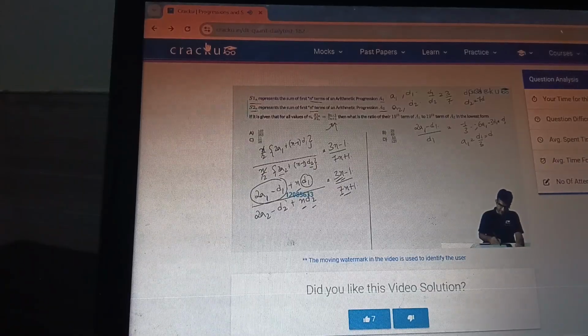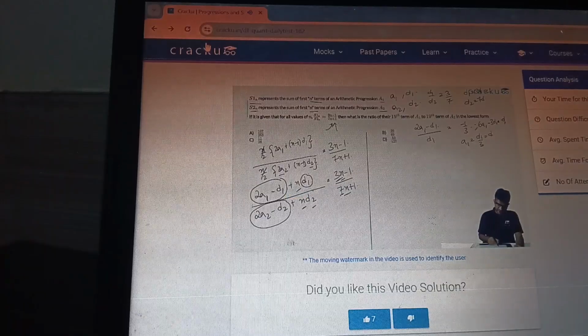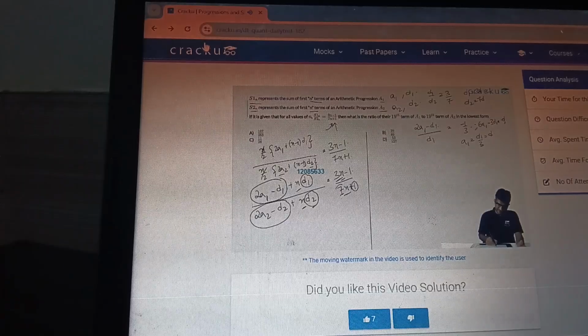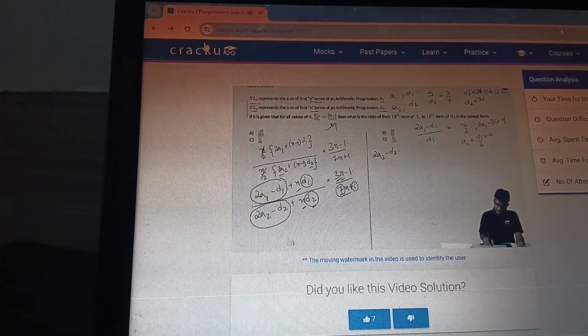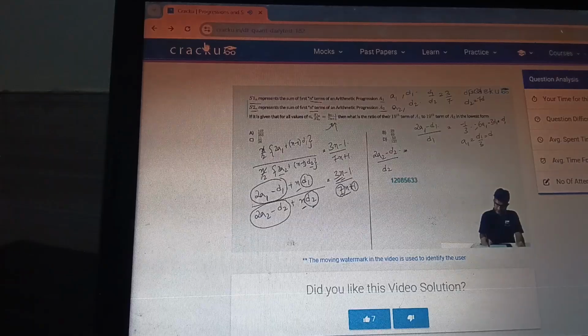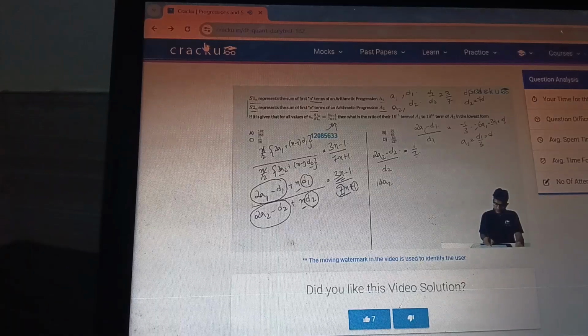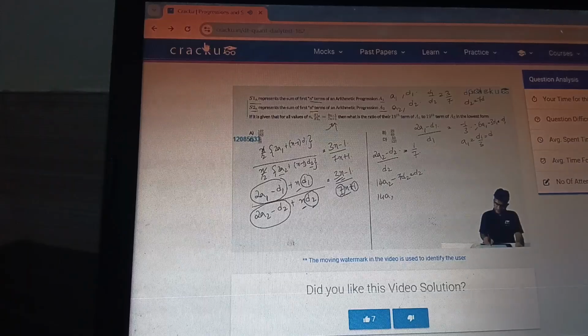Similarly, in the denominator, the constant term is 2a2 minus d2 and the coefficient of n is d2. This should be the same as the ratio of the constant term and the coefficient in the denominator, because this is true for all the values of n. So this would imply that (2a2 minus d2) divided by d2 has to equal 1 by 7. So if you cross multiply, 14a2 minus 7d2 is equal to d2, or 14a2 is equal to 8 into d2. d2 is 7d, so this is 8 into 7d, or the value of a2 is equal to 4d.